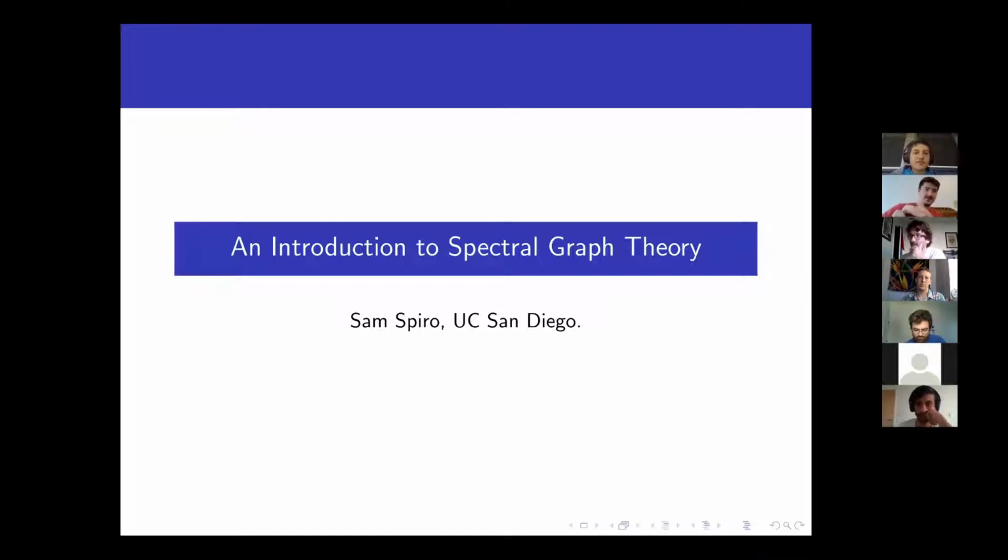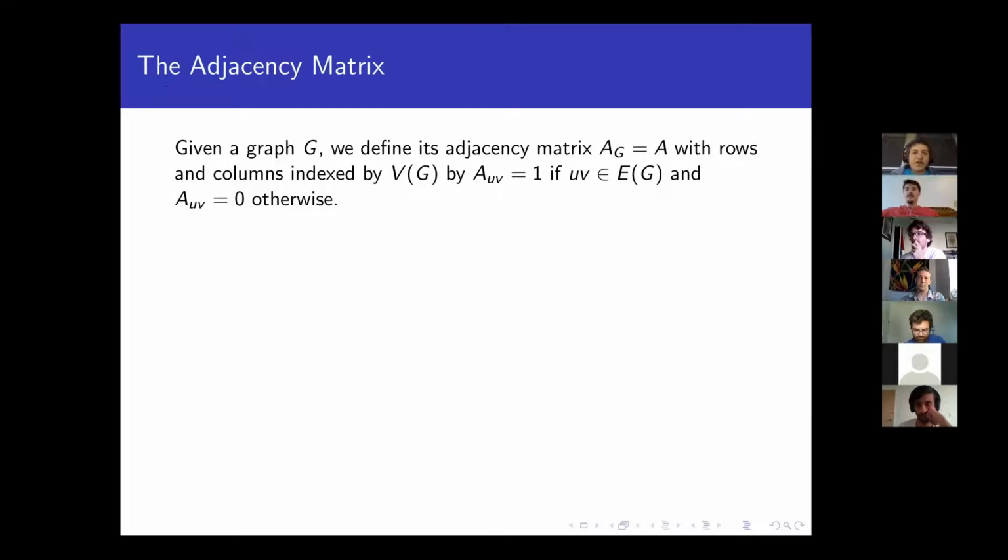Sweet. But yeah, so what the heck is spectral graph theory? Roughly speaking, it's the interplay between linear algebra and graphs. One of the canonical objects in the study is the adjacency matrix, which some of you may be familiar with, but just in case, I'll redefine things.